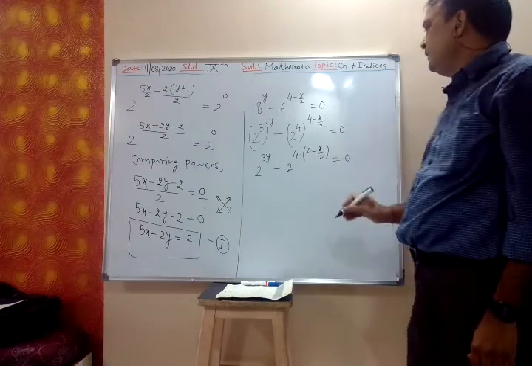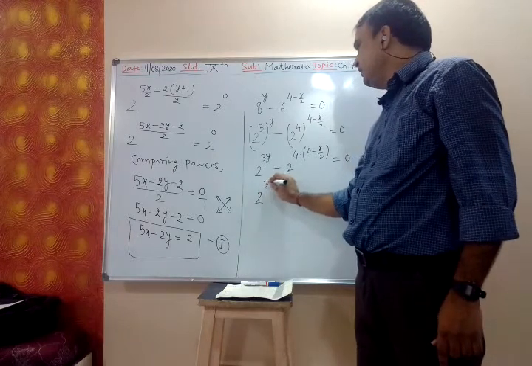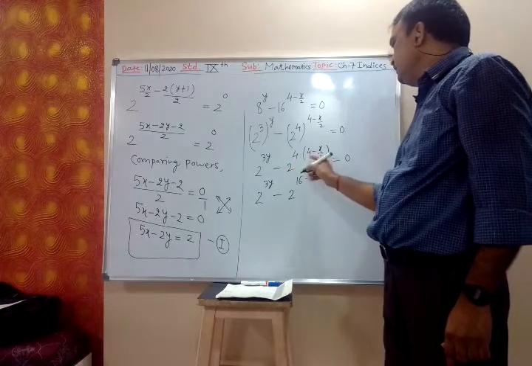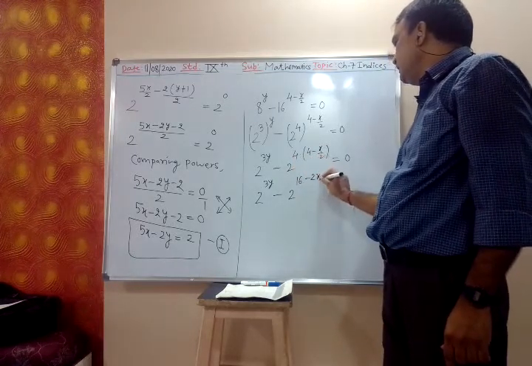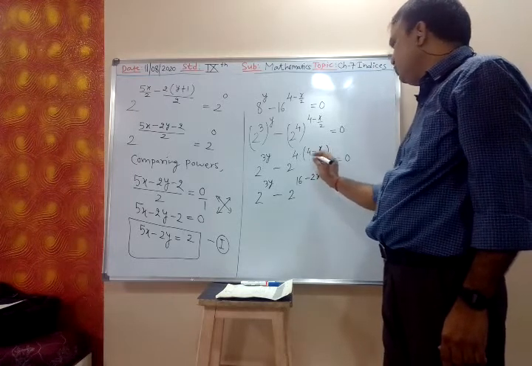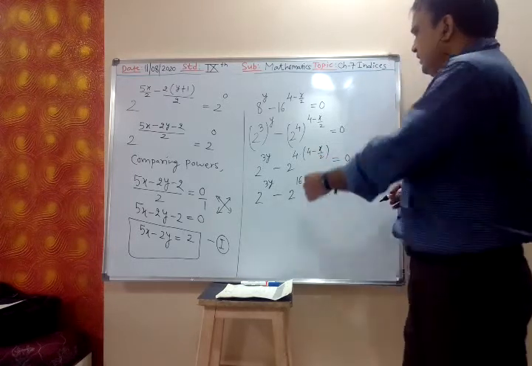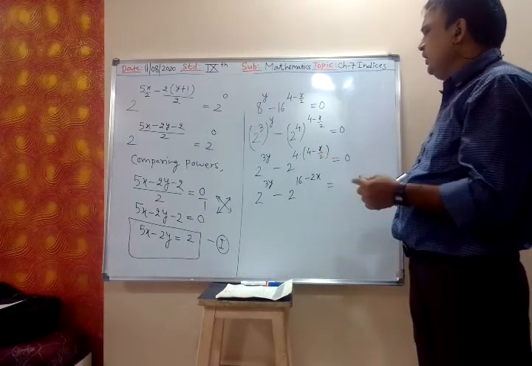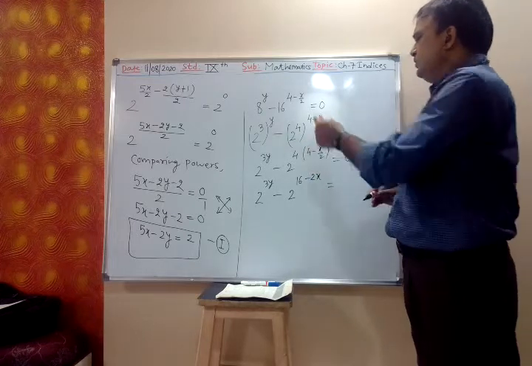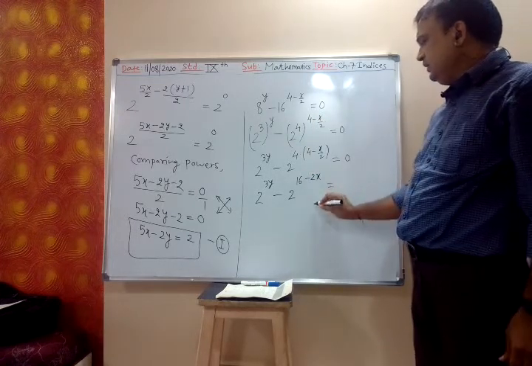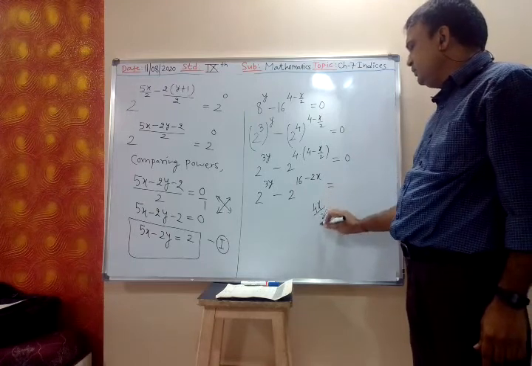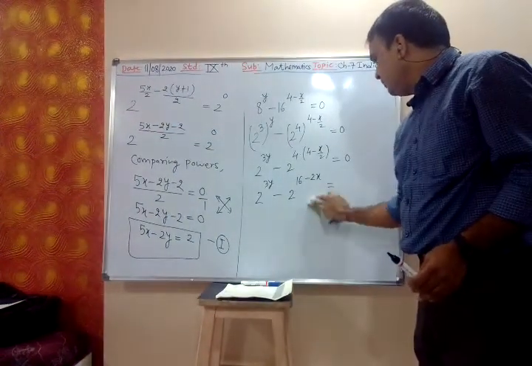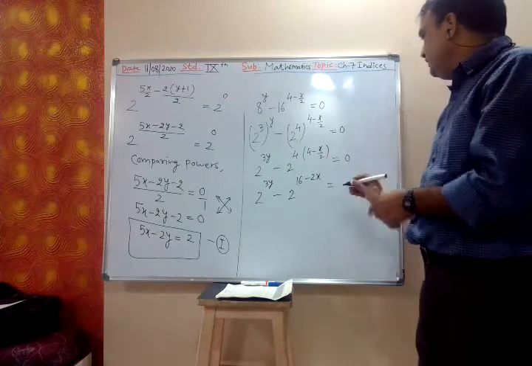Is equal to 0. So 2 raised to 3y minus 2 raised to 16, 4 into 4, 16 minus 2 2s are 4, minus 2x. So 16 minus 2x. Are you getting? 4 4s are 16. How 4x upon 2? 4x upon 2 is same as 2x, no? 2 2s are 4, so 4x upon 2 is same as 2x. So 16 minus 2x is 0.